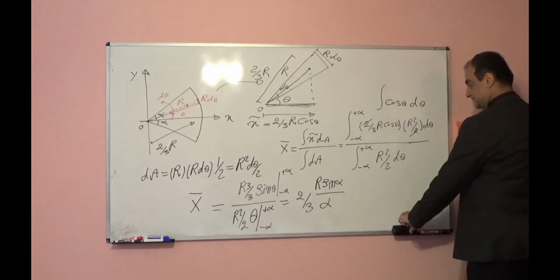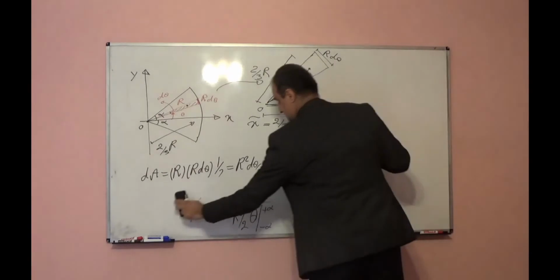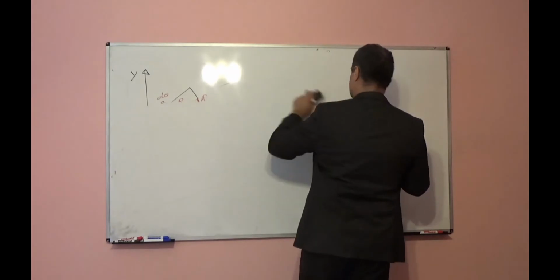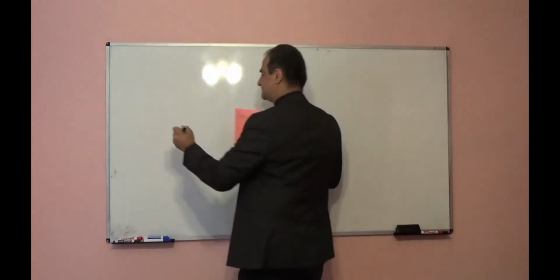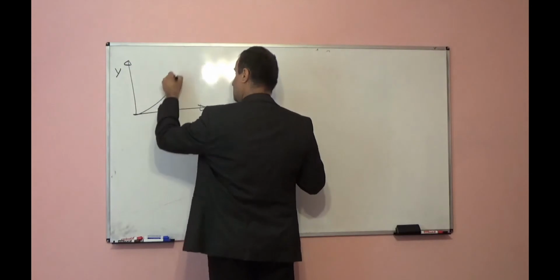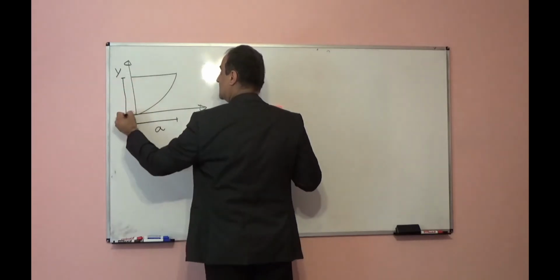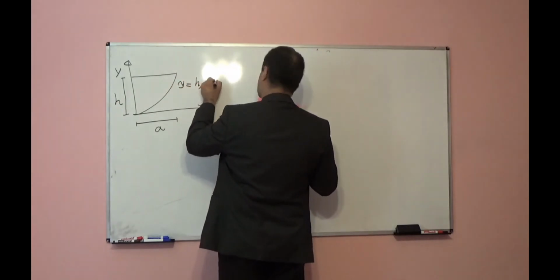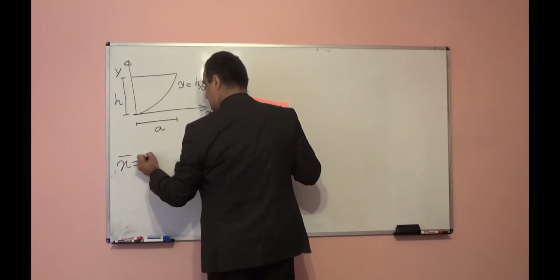Next example. Next one, it is this shape, and the equation for this curve is y equal to h over a squared x squared. I want to find x bar for this area.